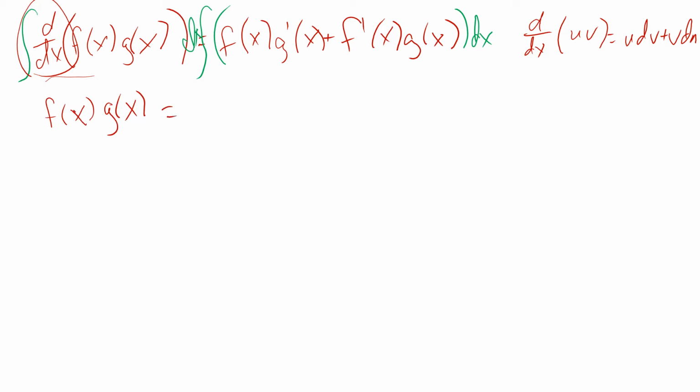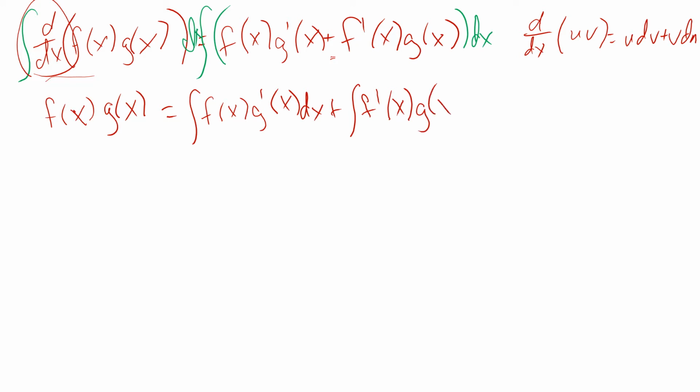Over here, on the other side, we can split it up at the addition. So we can have f of x, g of x is the integral of f of x, g prime of x, dx, plus the integral of f prime of x, g of x, dx. All right, so we have our product equals this great big thing equaling integrals.